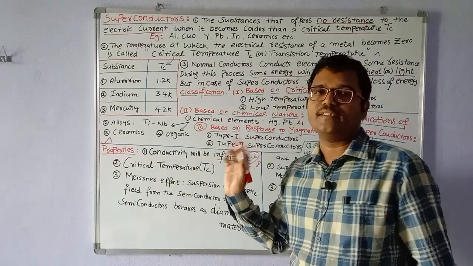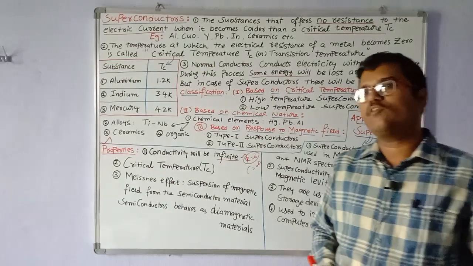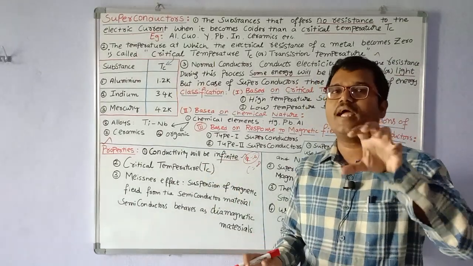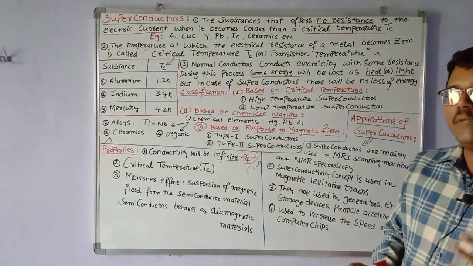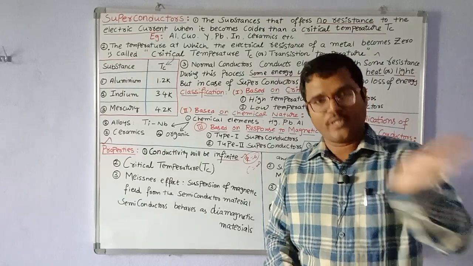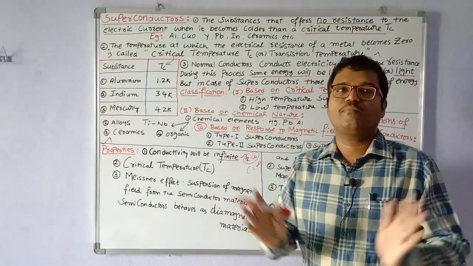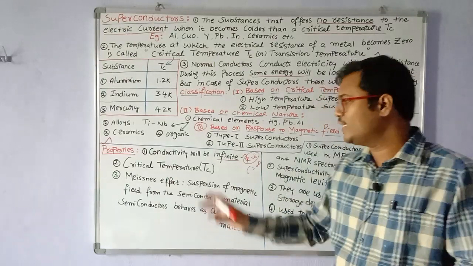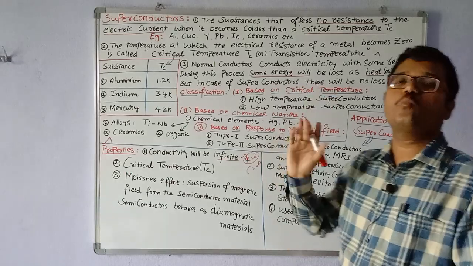Then critical temperature. We know that the temperature at which a normal conductor becomes a superconductor is called the critical temperature. Each element has its own critical temperature. Then the Meissner effect. When the material is converted into a superconducting state, it will expel, it will withdraw all the magnetic fields. So this effect is called the Meissner effect.